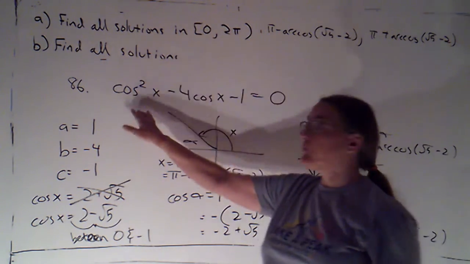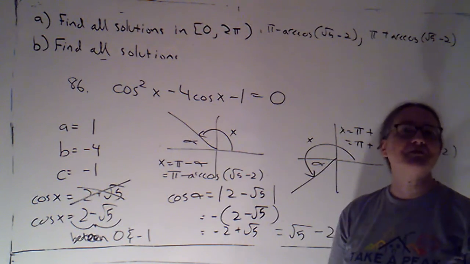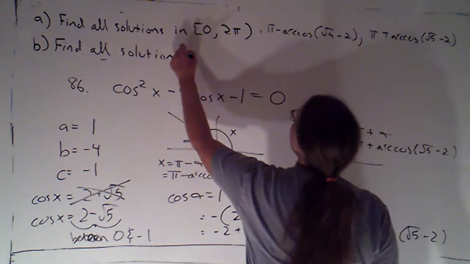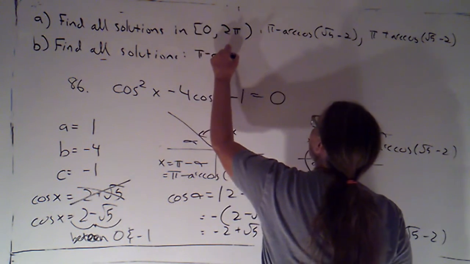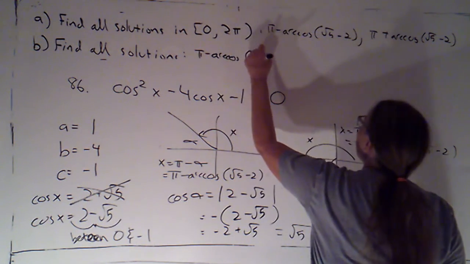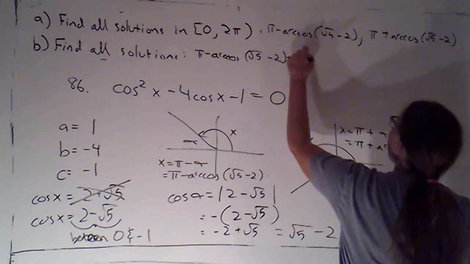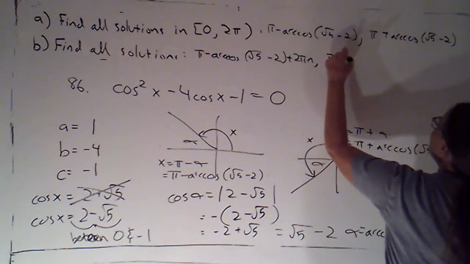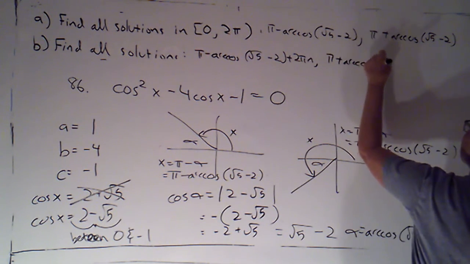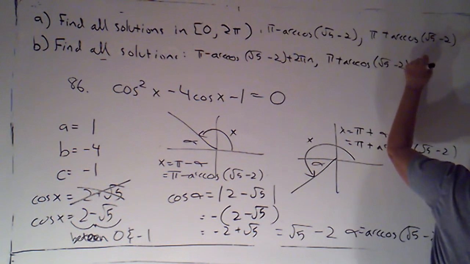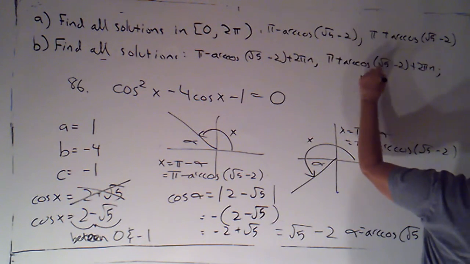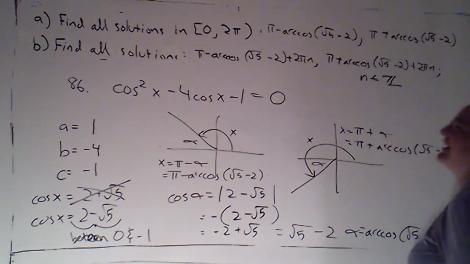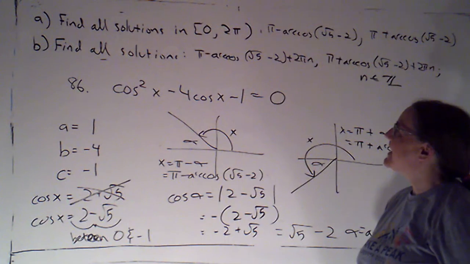For all solutions, we were working with cosine, so we add a multiple of its period. We add a multiple of 2 pi. So that'll be pi minus arc cosine of root 5 minus 2 plus 2 pi n, and pi plus arc cosine of root 5 minus 2 plus 2 pi n, where n is an integer. Excellent.